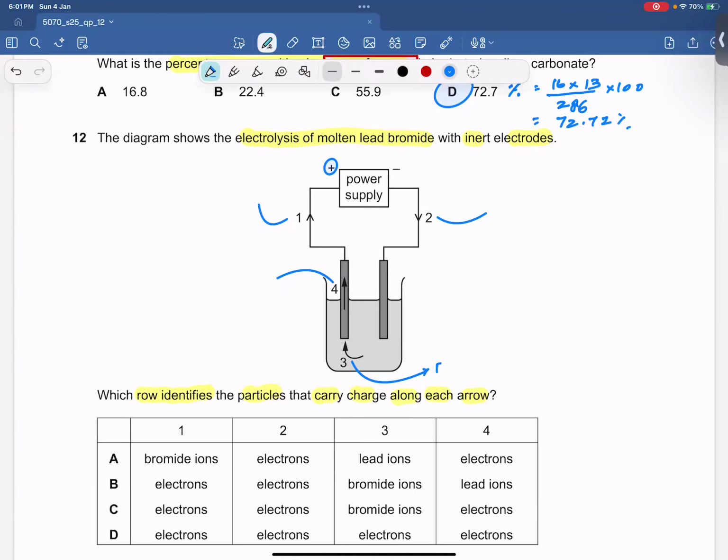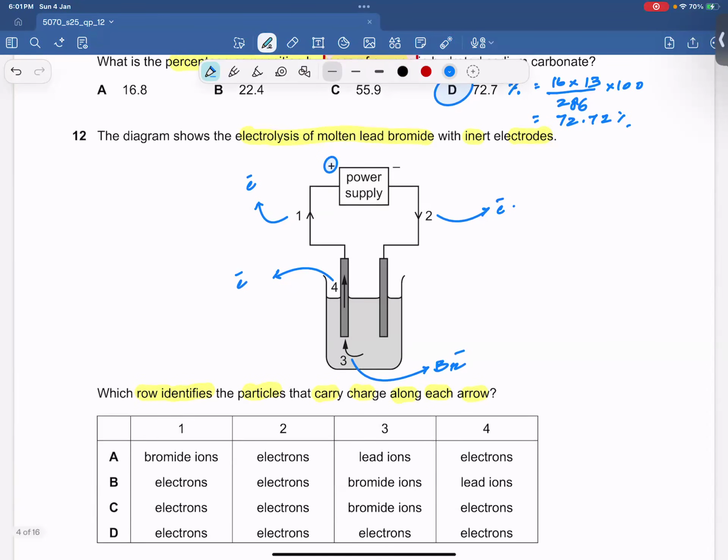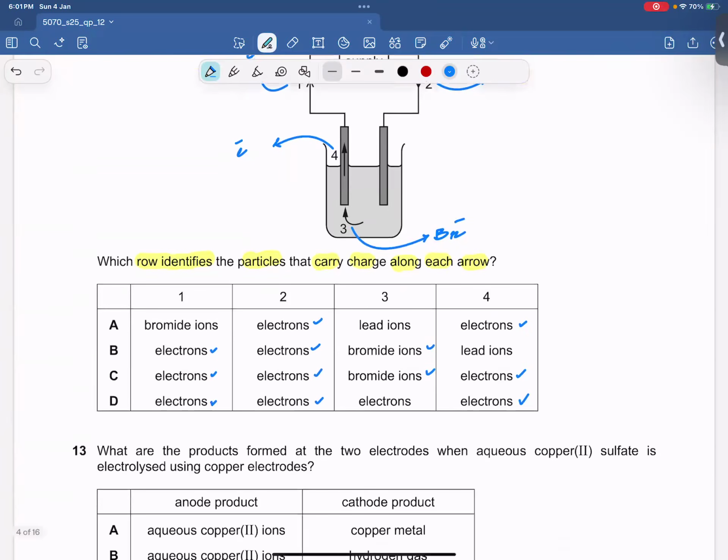Let's check. This must be the bromide ions because anions go towards the anode. And at the anode, oxidation takes place. So bromide ions lose electrons. So fourth is electron. One is electron. Two is also electron. So electron movement takes place from anode to cathode. That's what we have done in class. So one is electron, two is also electron, 3 is bromide ions, and 4th is electron. So the right answer obviously is going to be C.